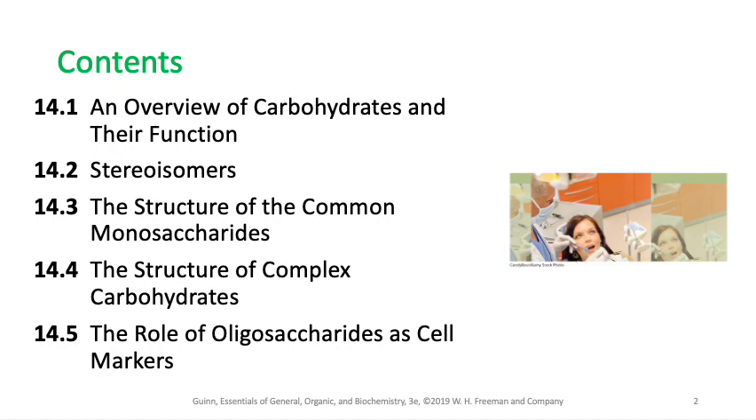So this chapter is normally divided into different subtopics. First, we're gonna talk about the overview of the carbohydrate, what is carbohydrate, and what are their functions. Then we're gonna talk about one of the topics called stereoisomers, and after that we're gonna talk about the structure of the common monosaccharides. What are the different monosaccharides we have, and what are their structures. Then later on we're gonna talk about the structure of the complex carbohydrates, and at the last we're gonna talk about the role of one of the carbohydrates called oligosaccharide, and see what's the role of these carbohydrates as a cell marker. So let's get started with our first topic, which is an overview of the carbohydrate and their function.